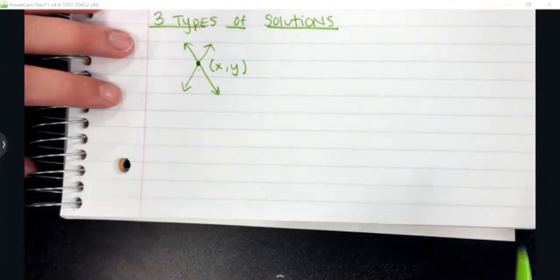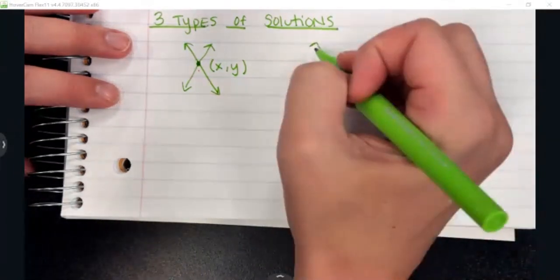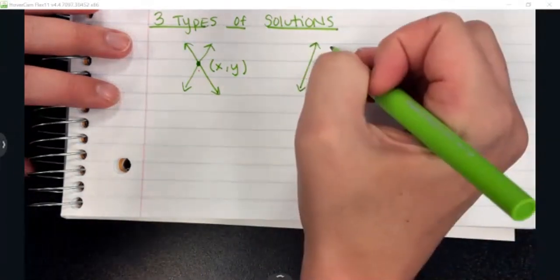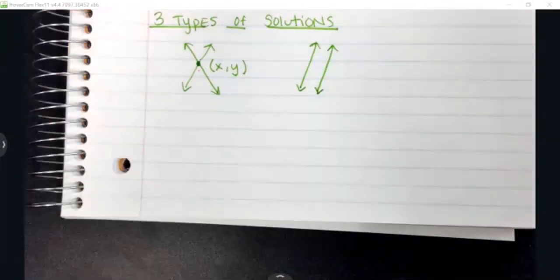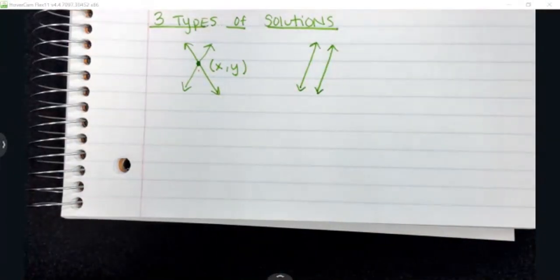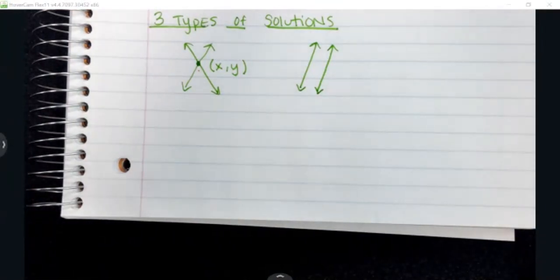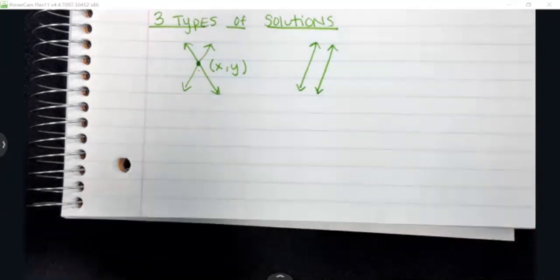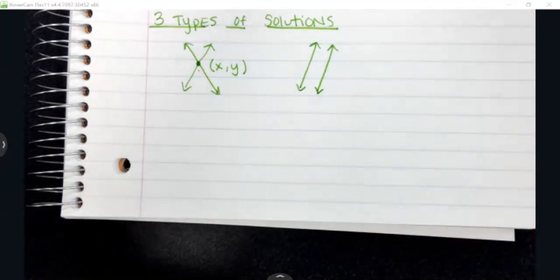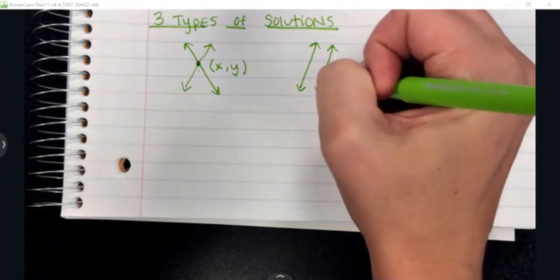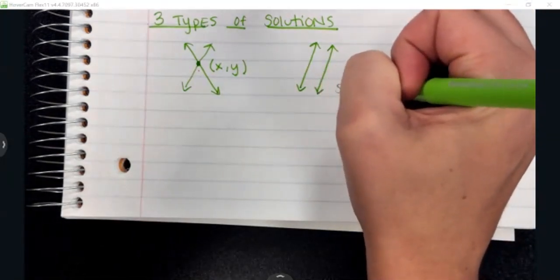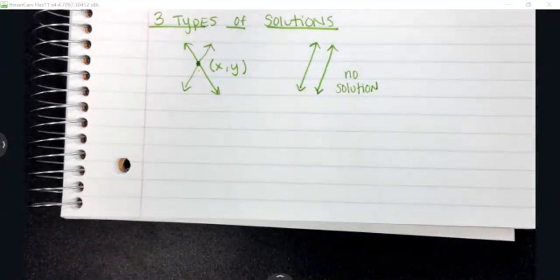The second type I can have are lines that look like this. What are these lines called? Parallel. What do we know about parallel lines? They will never touch, they will never intersect. So if they never touch, can I have a solution? So this will be no solution because they do not ever intersect.